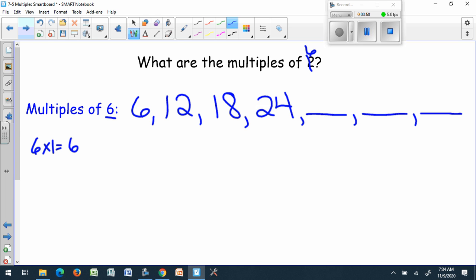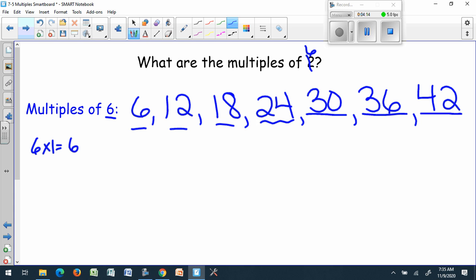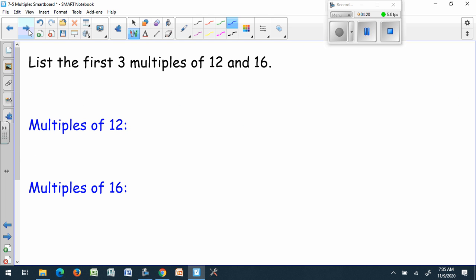All right, hopefully you realize this is 6 times 4, so we need 6 times 5, which is 30, 6 times 6, which is 36, and 6 times 7, which is 42. So those are the first 7 multiples of 6. Okay, let's do a little bit of a harder number. List the first 3 multiples of 12 and 16.